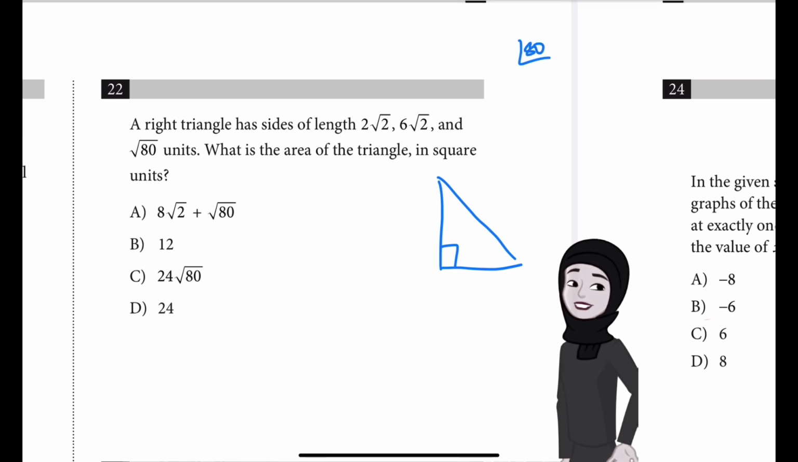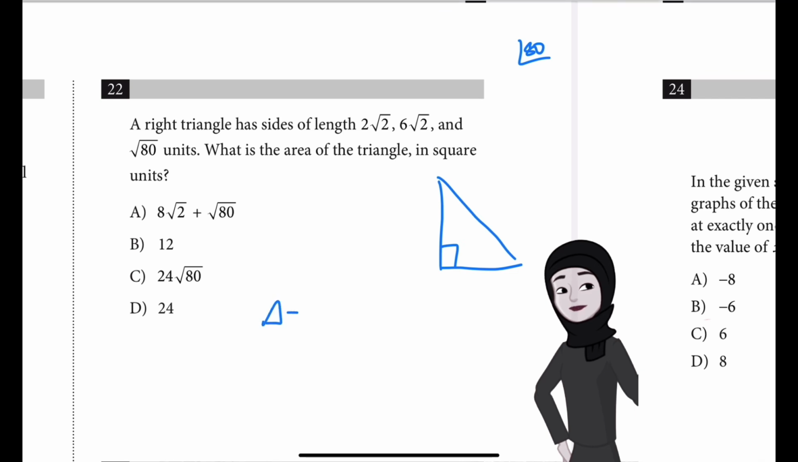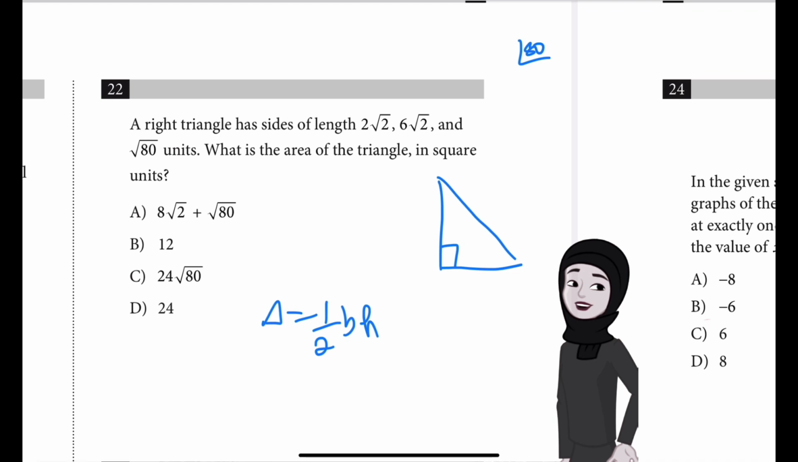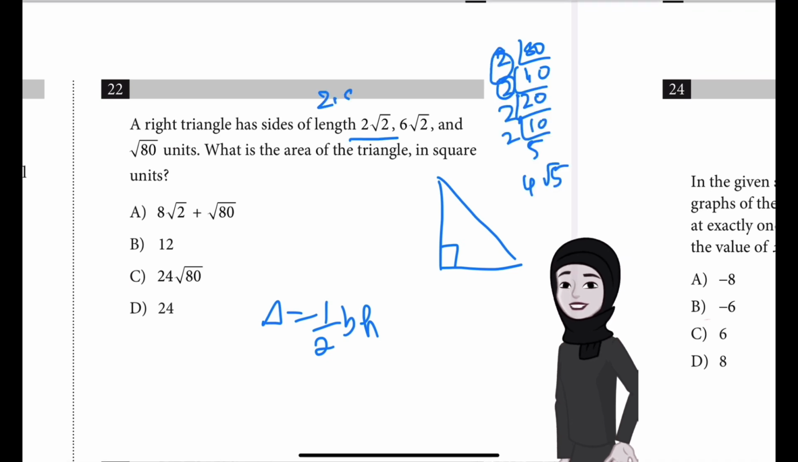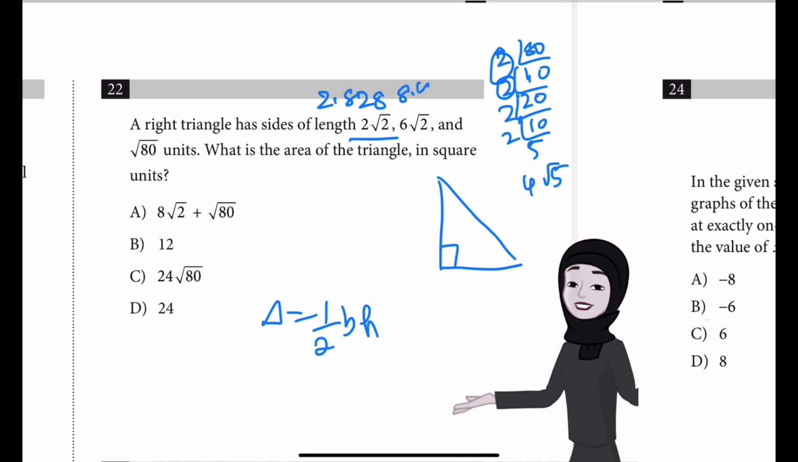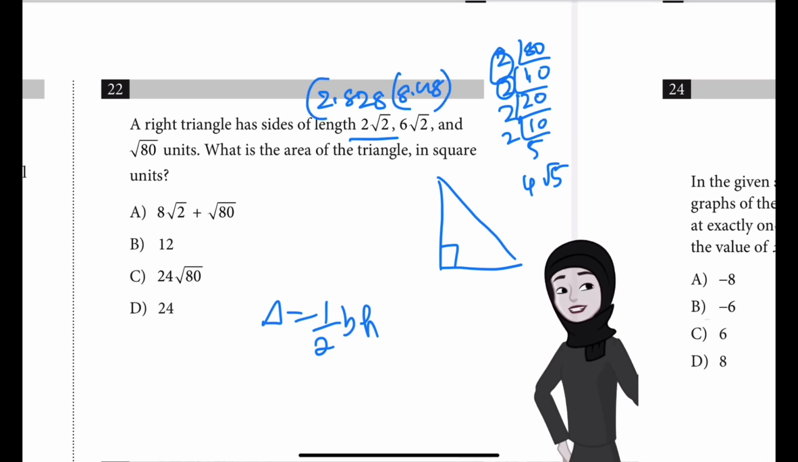Square root of 80, if we simplify, because we need to know which are the legs. Area of a triangle is given by half base times height. So we have to find out which is the hypotenuse among these three. In decimal form, 2 root 2 is 2.828. And if you calculate square root of 2 multiplied by 6, you will have 8.48, the value of this one. I am just trying to find the biggest length.